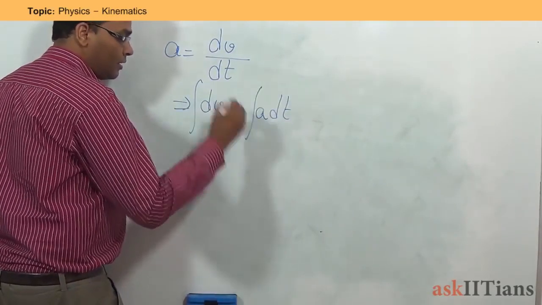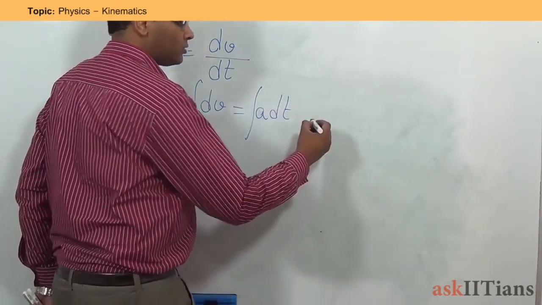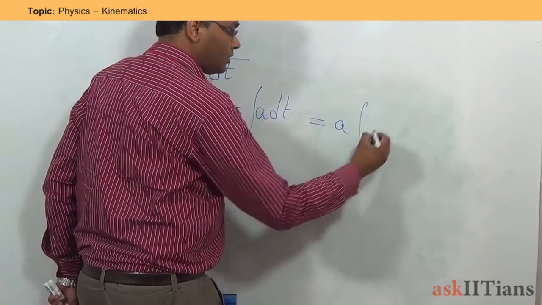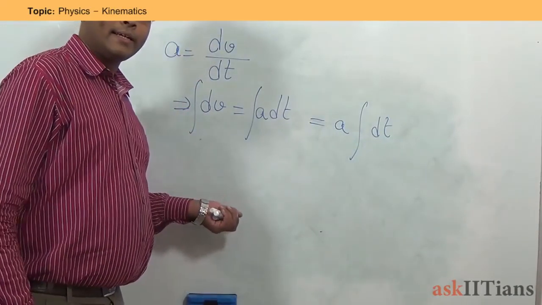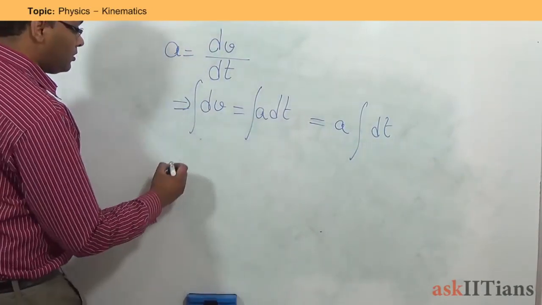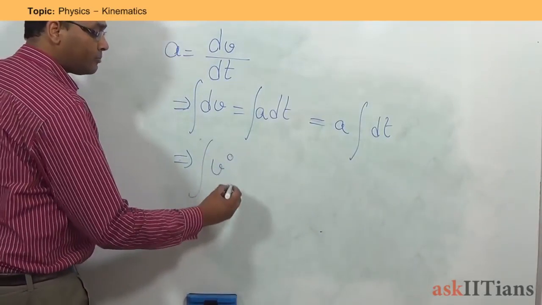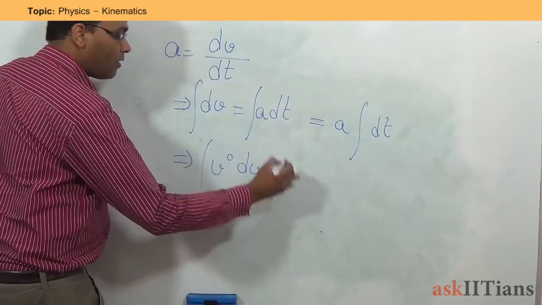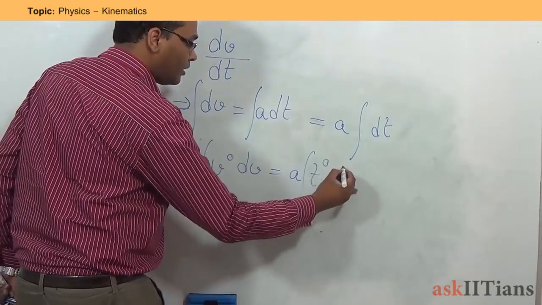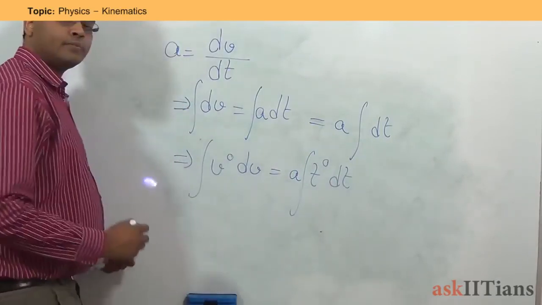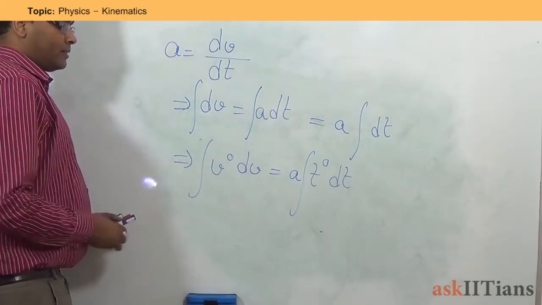So now I'm going to integrate it. Acceleration is just a constant, so I can take it out. So this becomes dt here. But on the left, what we are integrating, we don't have anything. So what I can simply say, this can be written as v raised to the power 0 dv. On the right hand side, I can say this is equal to a t raised to the power 0 dt. Yeah? So let's now try to integrate this.